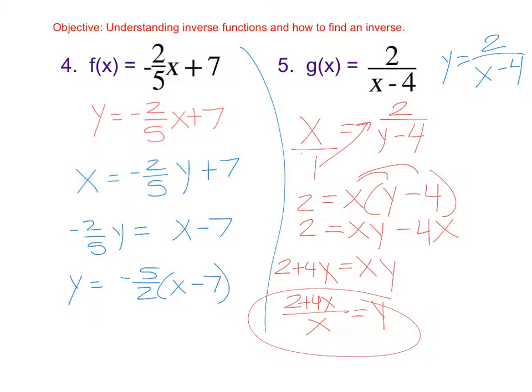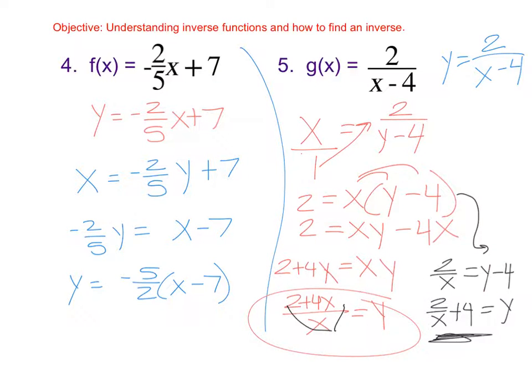The other way to do it is at this point, divide by x. So I would do 2 over x equals y minus 4. And then add 4 to both sides. Those are the same exact problem. If you just divide both of these by x, you get this. Either way works.